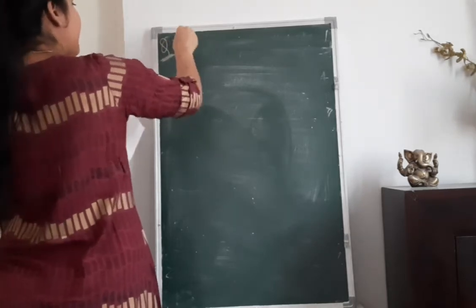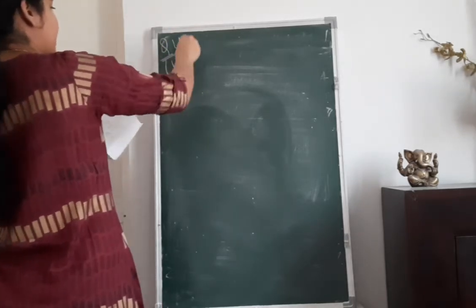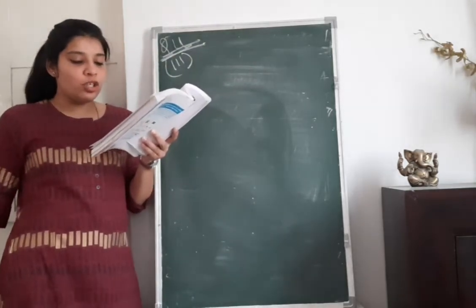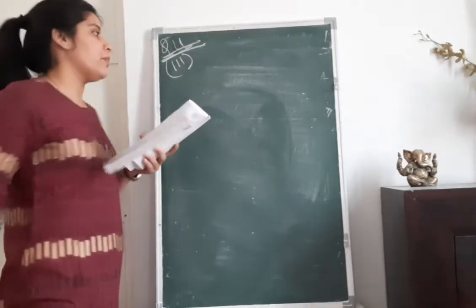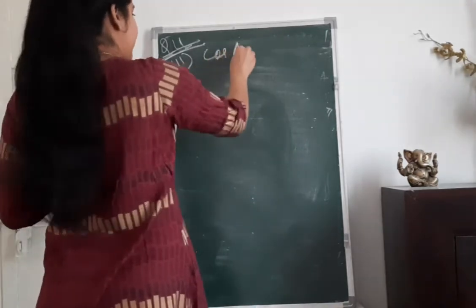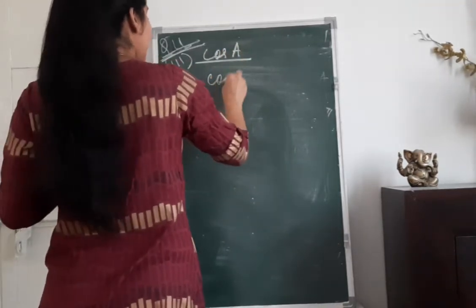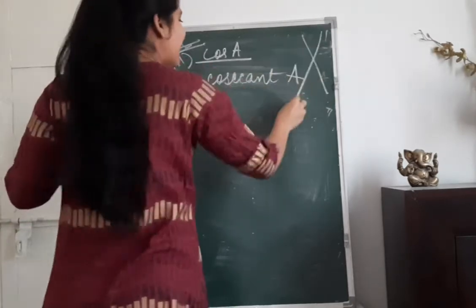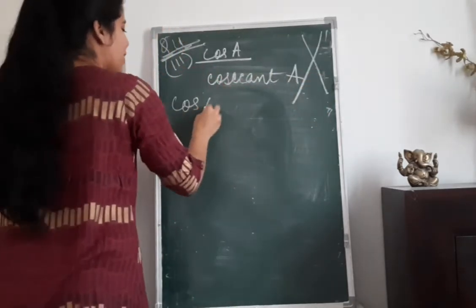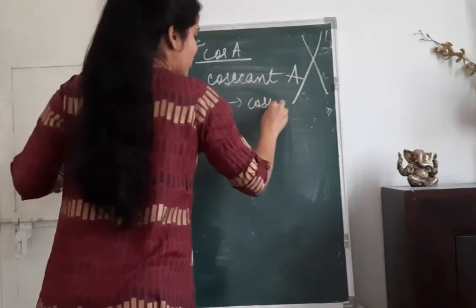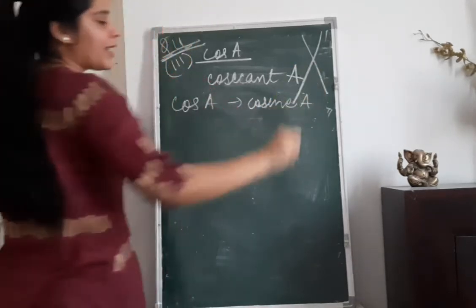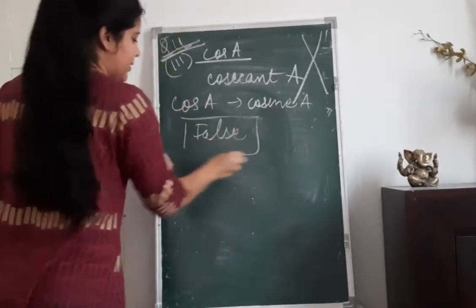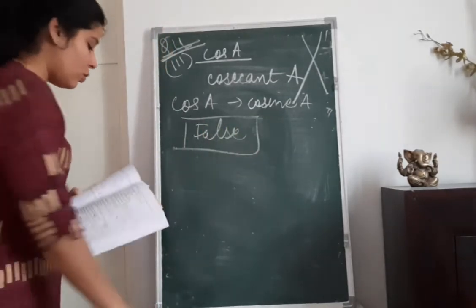So, question 11, third part. Cos A is the abbreviation used for cosecant of angle A. Is cos A used for cosecant of angle A? Clearly no. Cos A is used for cosine of angle A. So, this statement is false. Let's move on to fourth part.